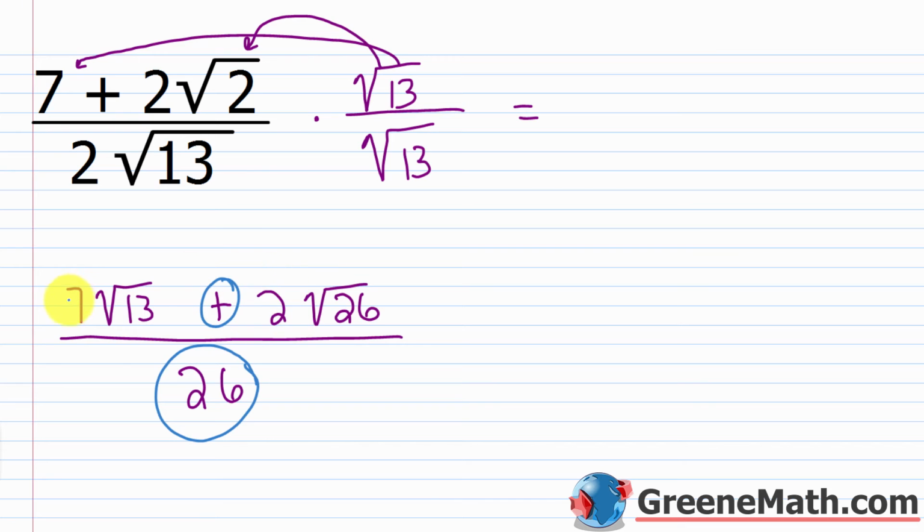I can't factor out a 2. This is a 7. This is a 2. So there's not really anything I'm going to be able to do to simplify this further. I just report my answer at this point and say I have 7 times the square root of 13 plus 2 times the square root of 26, and this is over 26.